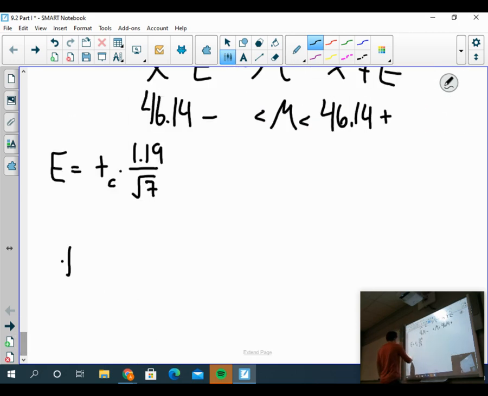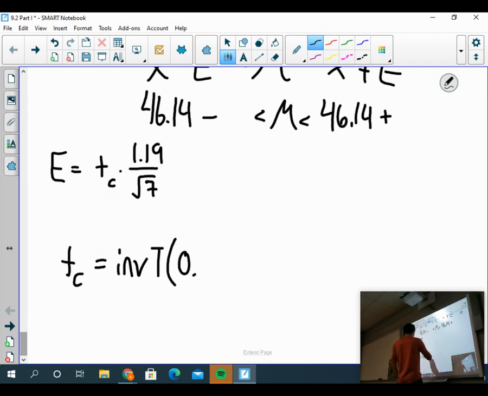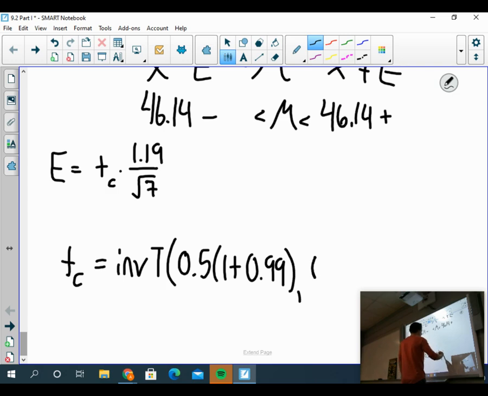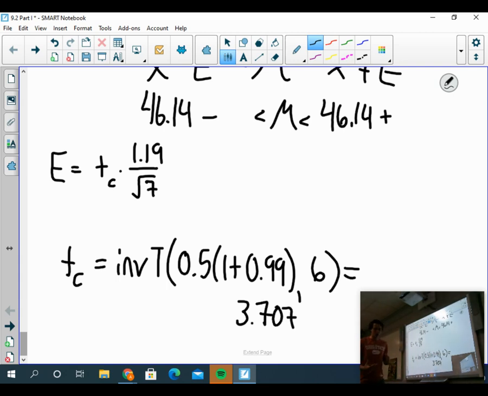So now we need to find our critical value on our t-distribution with a degree of freedom of 6. We find that by using the calculator function inverse t. So we're going to do 0.5 times 1 plus our confidence level, which is 0.99. Enter in our degrees of freedom, and that gives us a critical value of 3.707, which means to contain 99% of our data on the t-distribution with degree of freedom 6, we need to go 3.707 standard deviations above and below the mean.